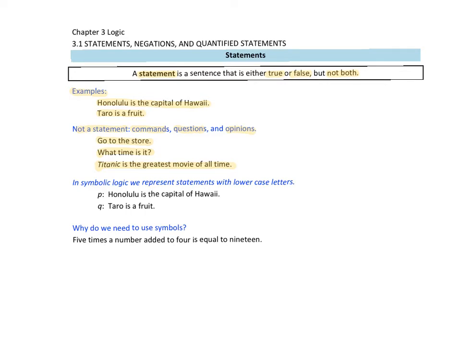In all mathematics, we use symbols instead of words because they're easier to manipulate. So symbolic logic is where we represent our statements with lowercase letters. And typically we'll start with the letter P. So our statement, Honolulu is the capital of Hawaii, I can let P be the statement, Honolulu is the capital of Hawaii. And then I don't have to write that statement over and over and over again. I could just use the letter P. And maybe I'll let Q be the statement, taro is a fruit.